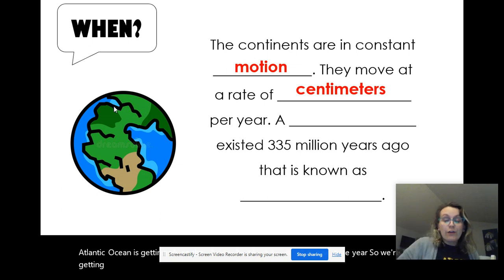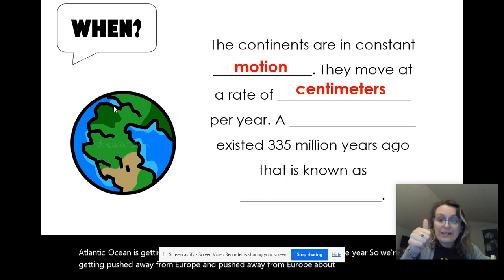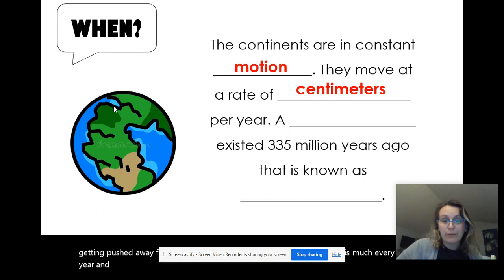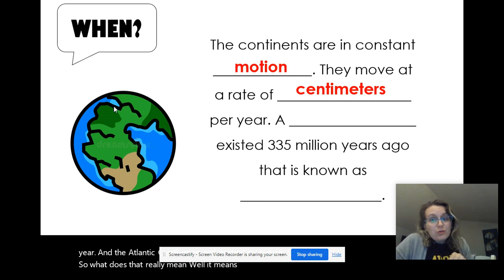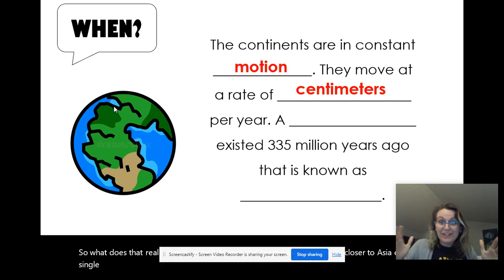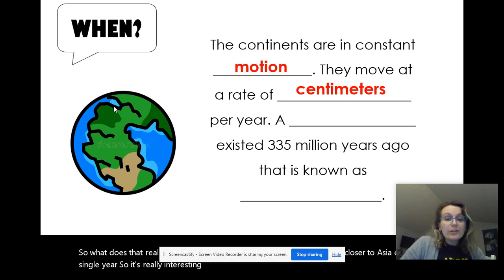So we're getting pushed away from Europe about this much every single year. And the Atlantic Ocean is getting bigger and bigger. So what does that really mean? Well, it means that we're getting closer and closer to Asia every single year. So it's really interesting.